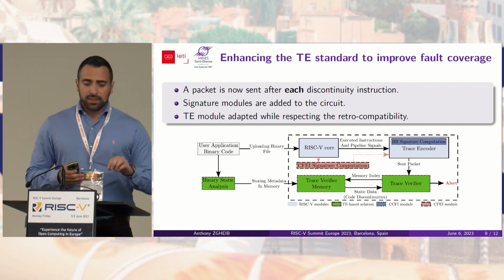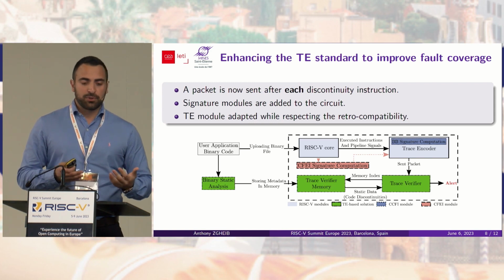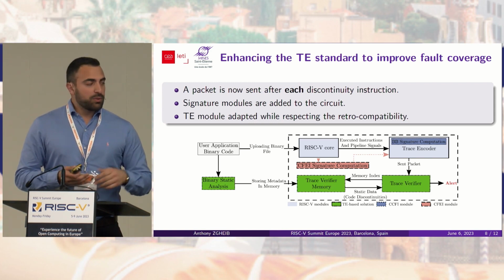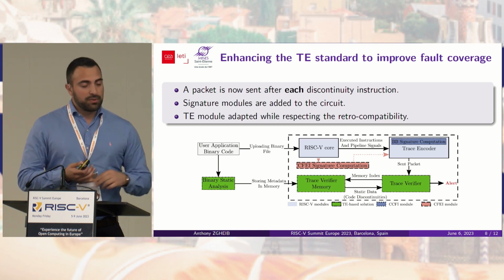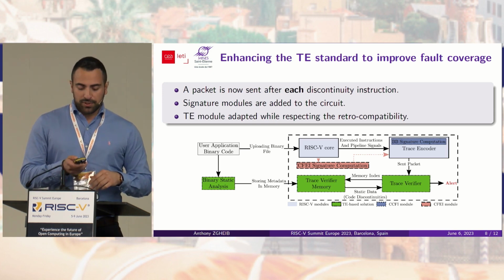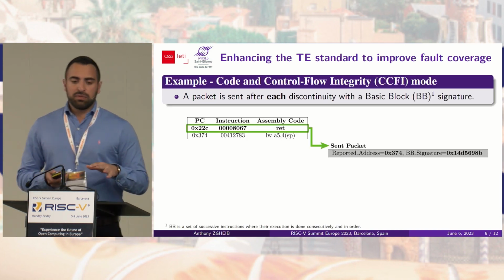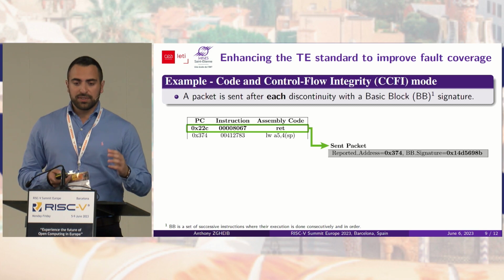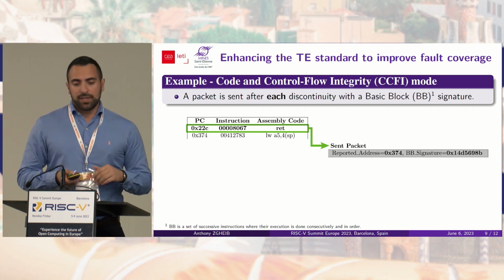So in this case, our trace verifier memory will also contain signatures related to this program. And these signatures will be extracted from the binary static analysis or computed before uploading the program to the RISC-V core. So we present an example of working in the code and control flow integrity mode, where we will verify the code integrity of the program that will be executed.